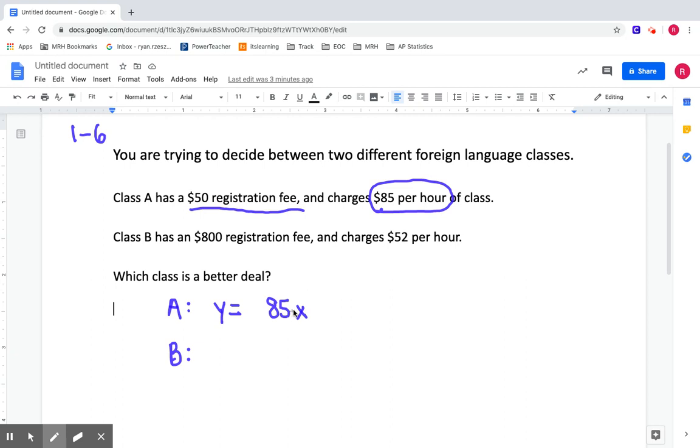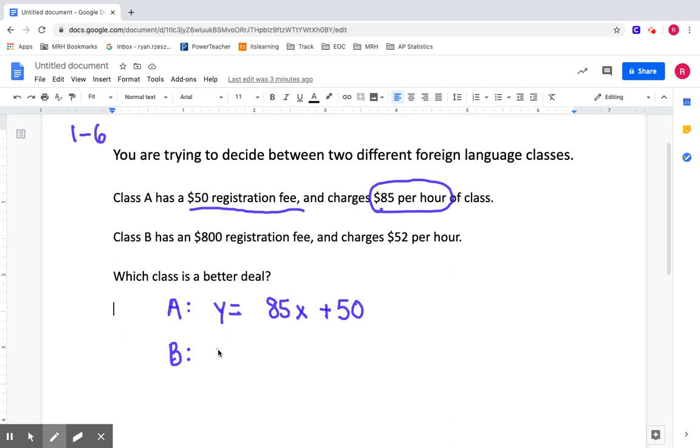So, like, if I wanted to go to 4 hours of class, I would do 85 times 4. But I would add on the one time fee that does not get a variable. So, repeating number is your slope, one time number is your y-intercept. This is an equation for the first class.